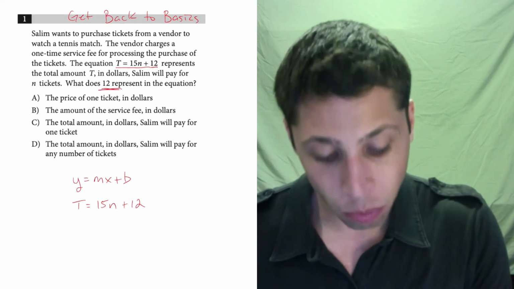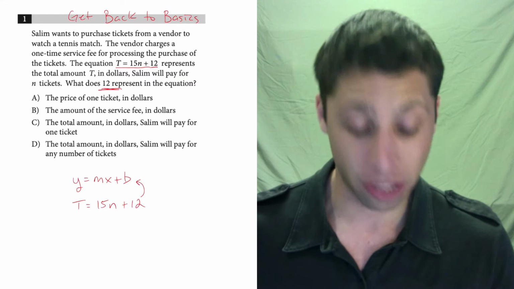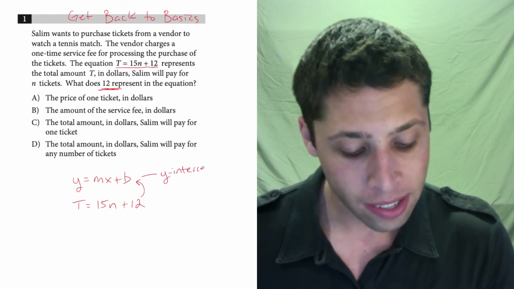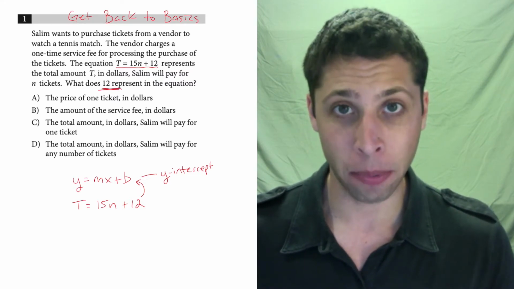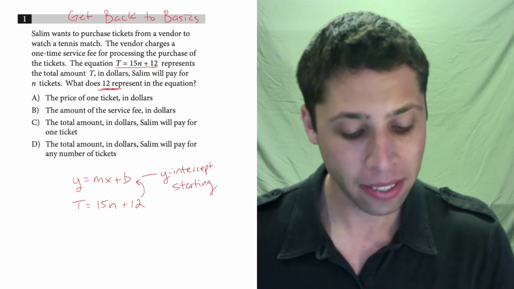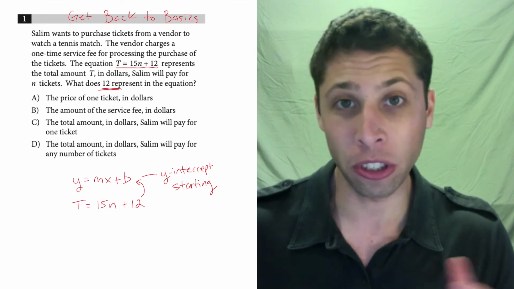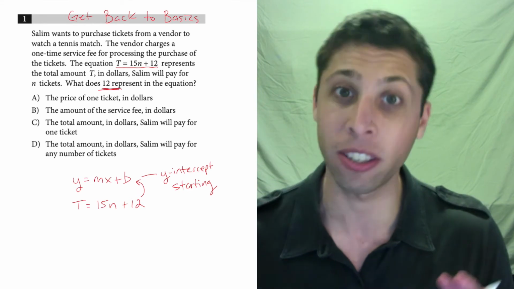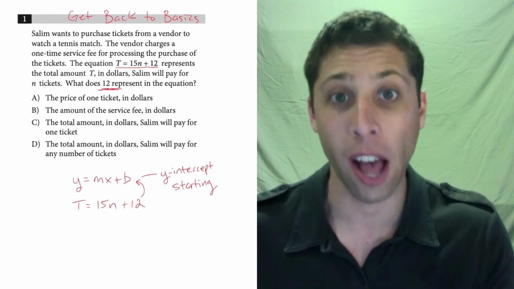We're being asked what the 12 represents. The 12 is in our y-intercept position. And so what we should know is that when we have a story, a y-intercept tends to be a starting point. Basically because that's where x is equal to 0, and that's kind of where the story starts. We don't usually have negative numbers when we're dealing with a story, so we stick to that first quadrant, and so the y-intercept tends to be the start of our line.